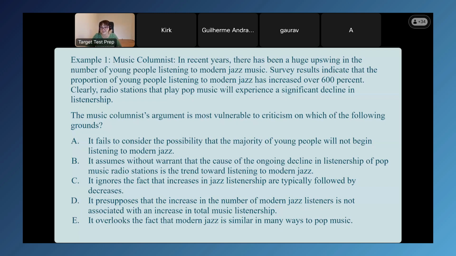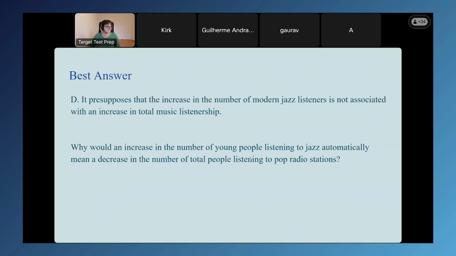Does that make sense? Yeah, because the conclusion says that it will decline. That is in the future. It is not right now. We don't know how it's doing right now. All right, awesome. And there's that. And then we will move on to the next one.